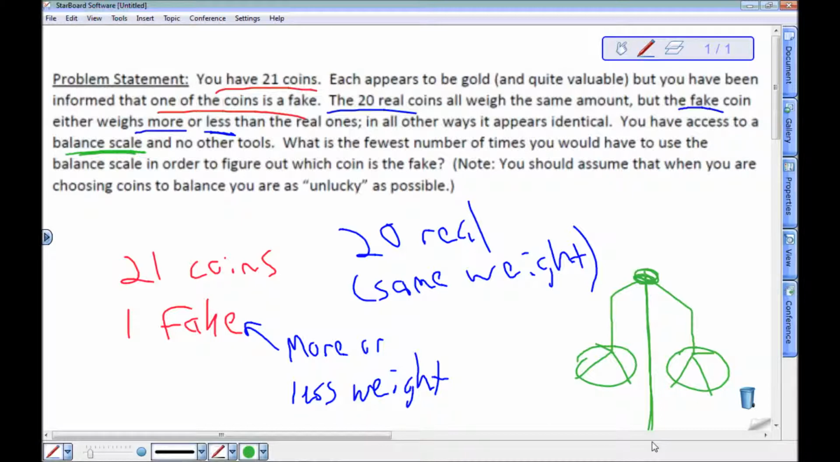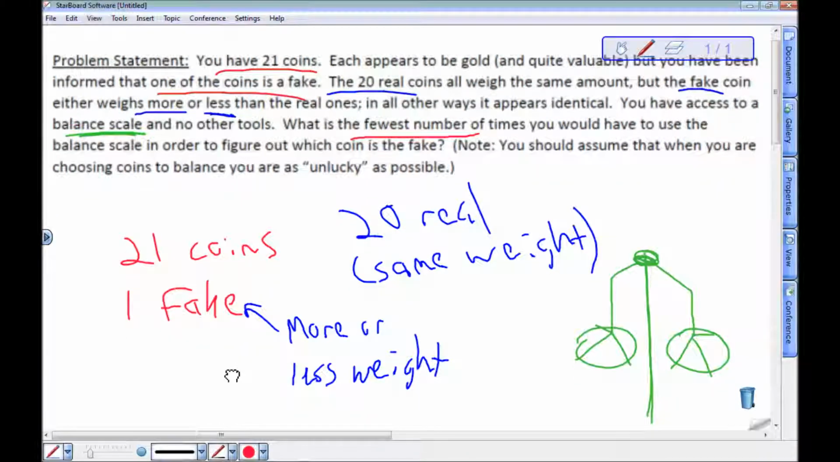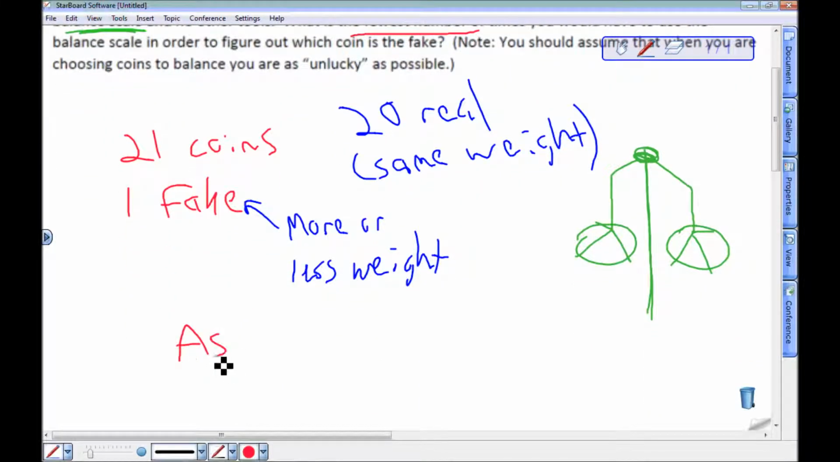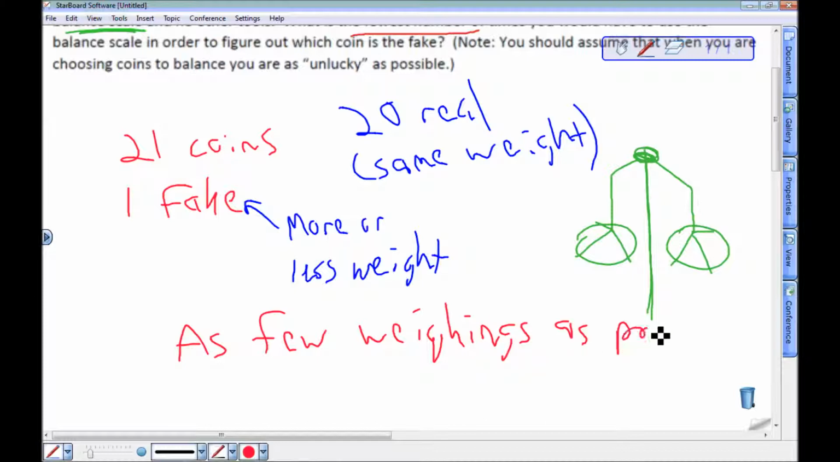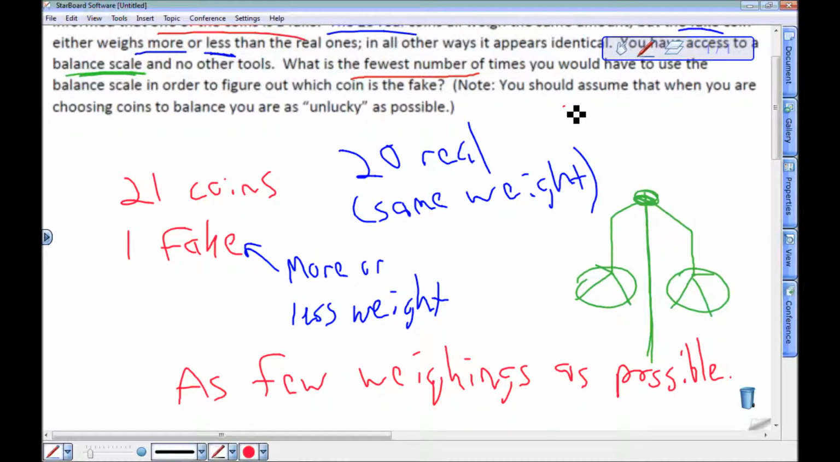What's the fewest number of weighings, the fewest number of times you have to use a balance scale to figure out the fake? So I want as few weighings as possible. And then I've got this note here at the end. You should assume that when you are choosing coins to balance, you are as unlucky as possible. I'll talk about that in a second, but let's just look over what we've got.